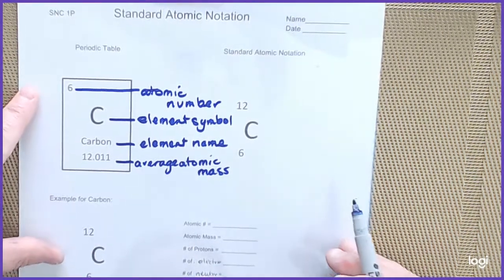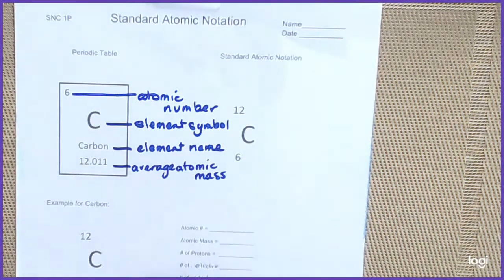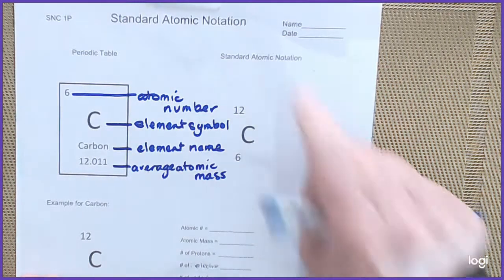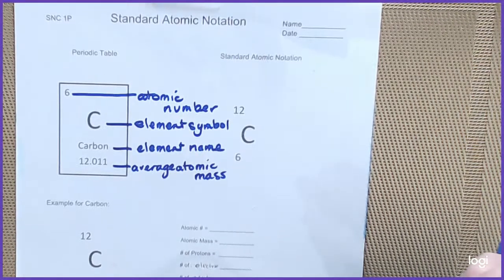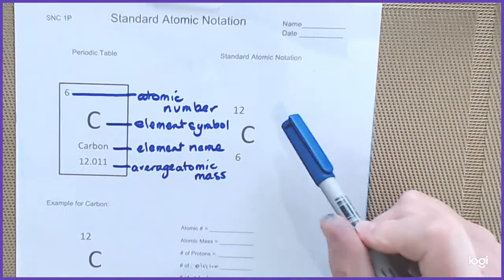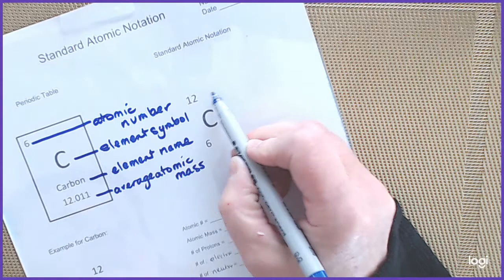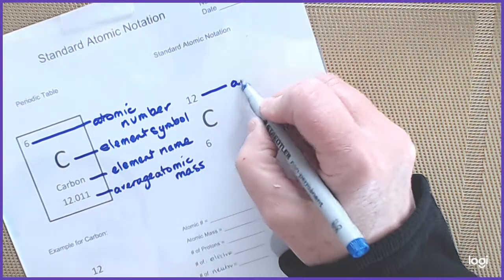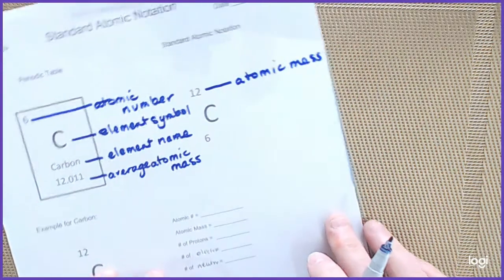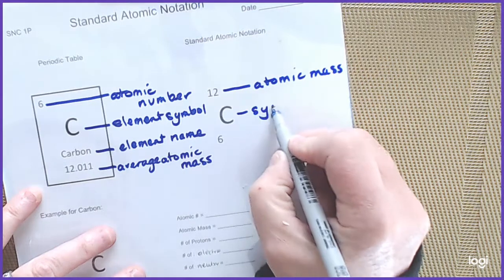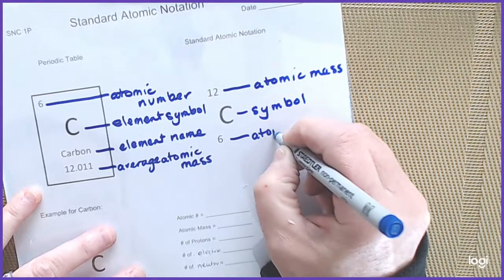Now, scientists decided to make a way that is a little bit simpler than looking at the boxes on the periodic table all the time. This is called the standard atomic notation, and it has just enough information that we need to figure out how many protons, electrons, and neutrons are in the atom. If you notice here, this on top is going to be our atomic mass, and it's rounded to the nearest whole number. Then we've got the symbol, and on the bottom we've got the atomic number.